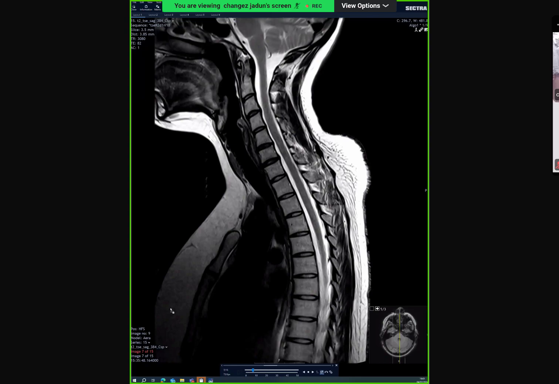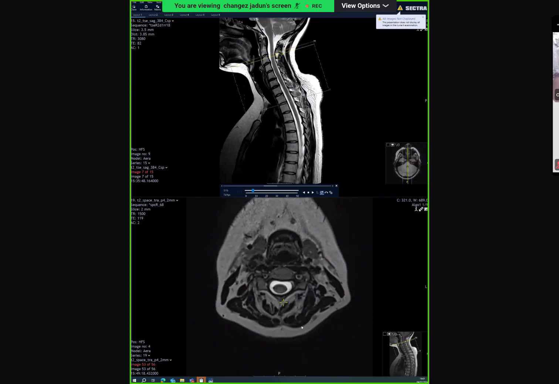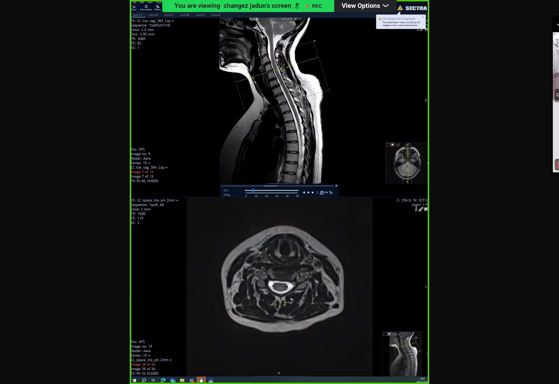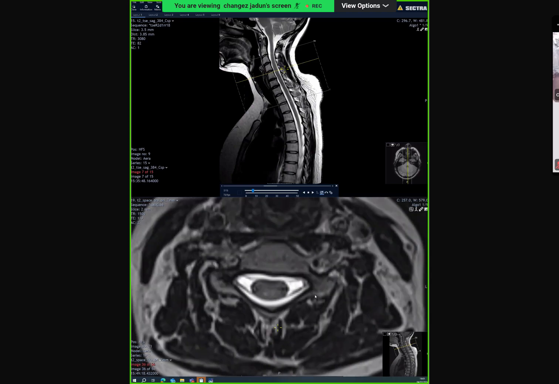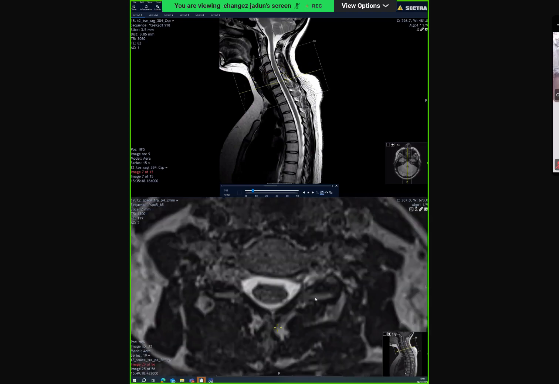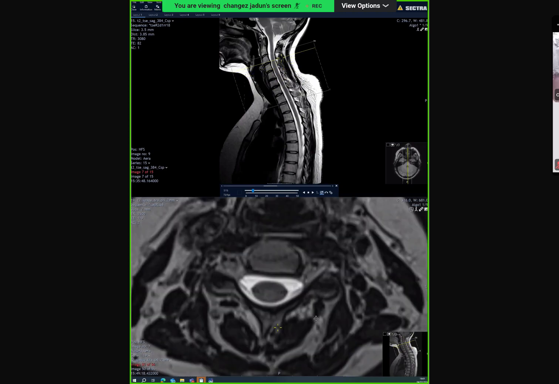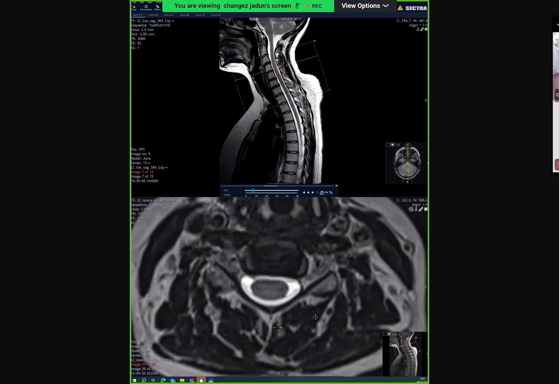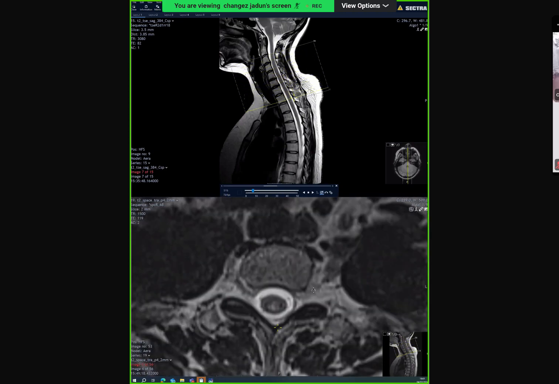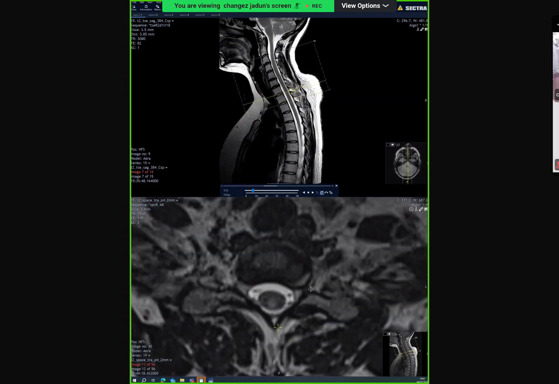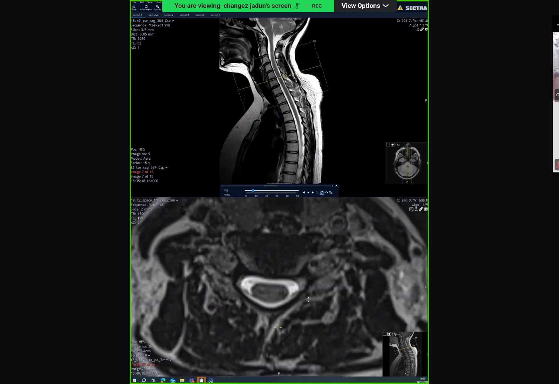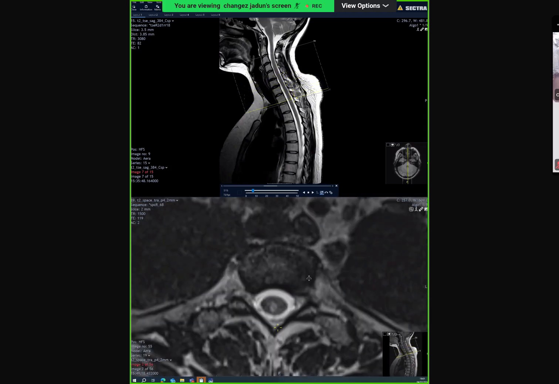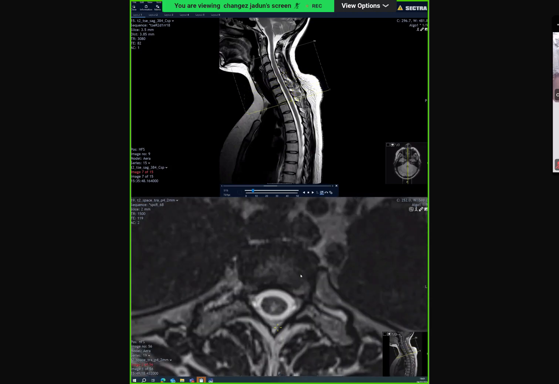Okay. So here comes the axial T2 section. I will magnify it for you. Okay, sir. So here again, I can see that the hyperintensity which I saw on the sagittal sections is also evident on the transverse sections. And it's mainly involving the posterior portion of the cord in the affected areas.